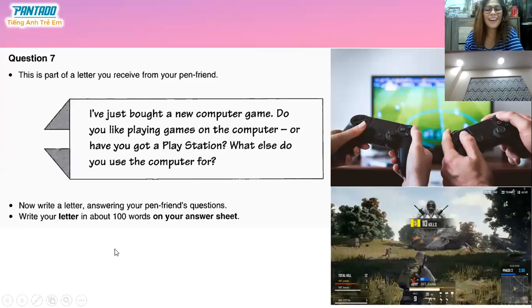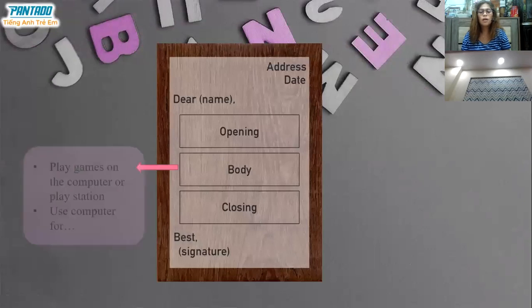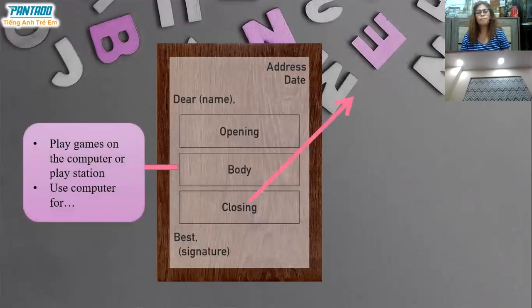So we have here this part of the letter you received from a pen friend. Look at this. Now write a letter answering your pen friend's questions. Write the letter in about 100 words on your answer sheet. So you will have to write that, the same letter.